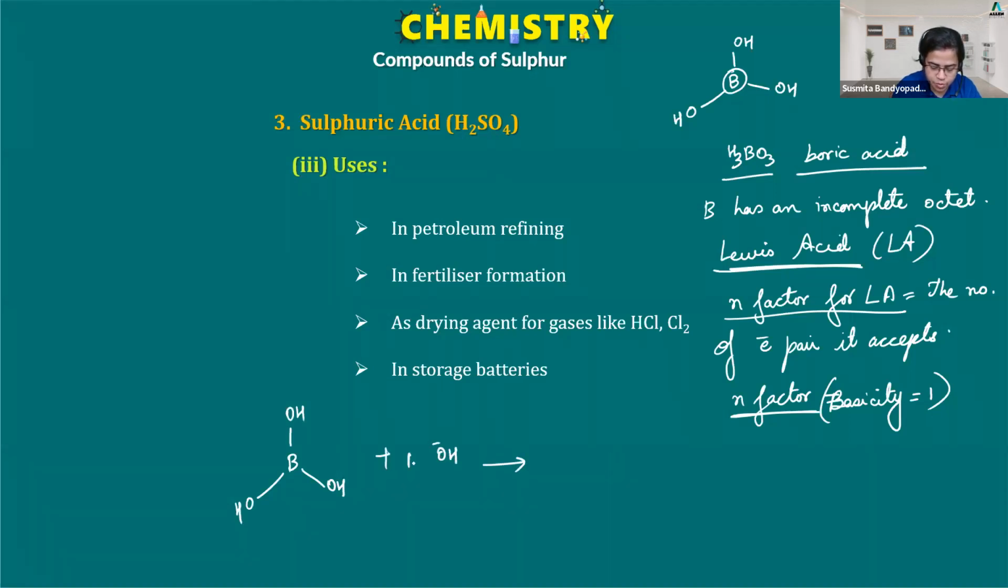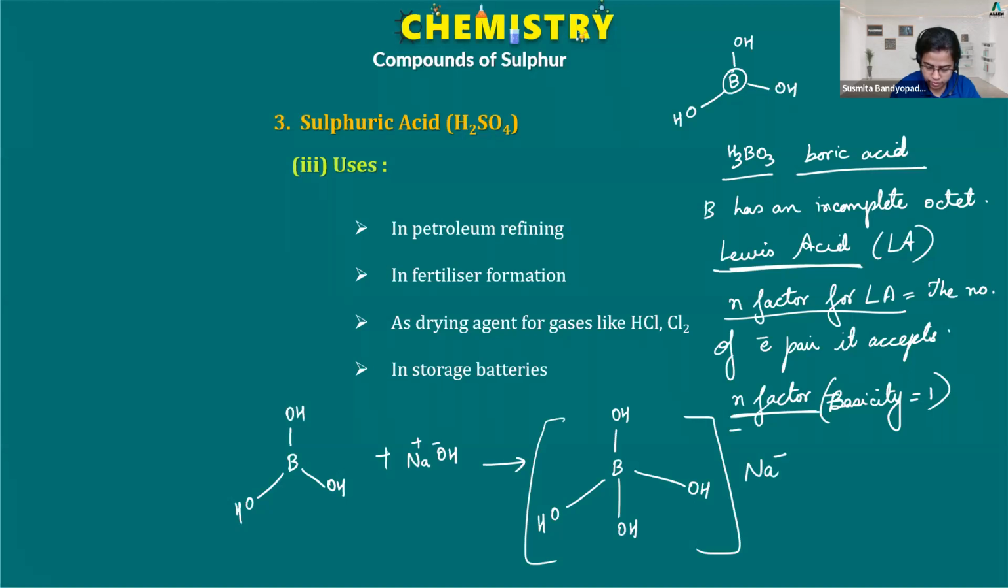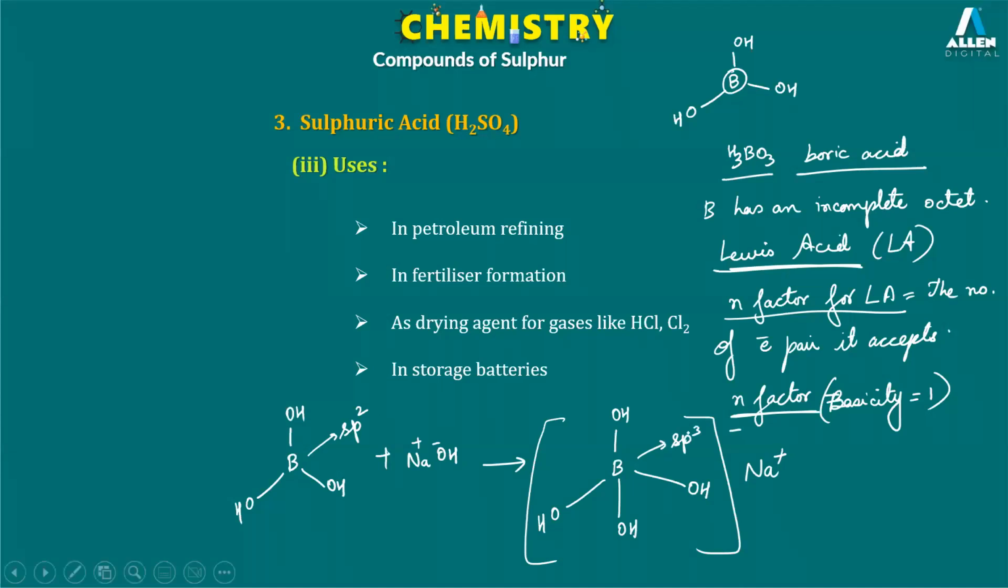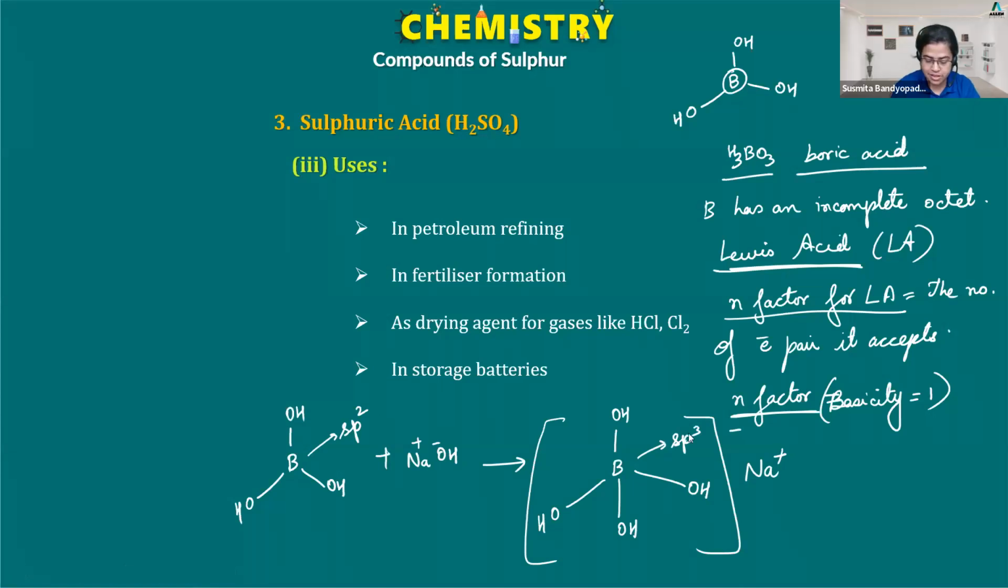So what will it do? Suppose I have NaOH. It will say, okay, now I can complete my octet via a coordinate bond from OH minus to boron. Where my hybridization was sp2, now I become sp3. And this is the way I react with the base. That's the reason it's an acid. It reacts with the base to form a salt.